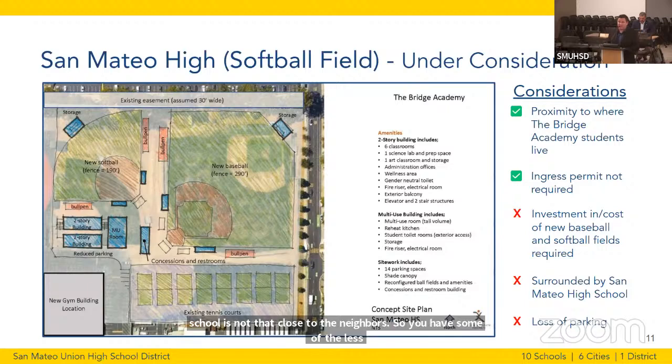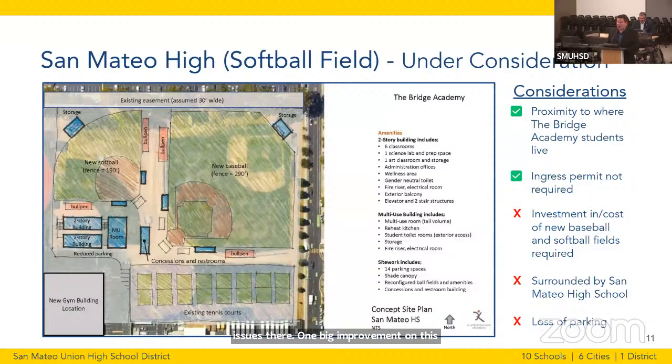One big improvement on this one, though, is no ingress permit would be required from the city of San Mateo, and therefore we would control the construction of this project. But also, one of the negatives is, this would now be surrounded by the San Mateo High School athletic fields. And as I would likely call, it would be a donut hole in terms of completely being surrounded by the high school and having the impacts of folks moving back and forth between them during the day and after school.